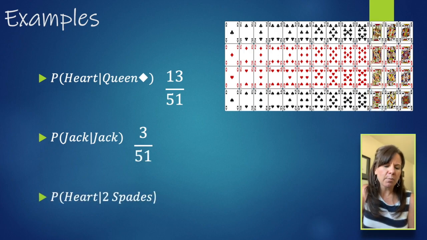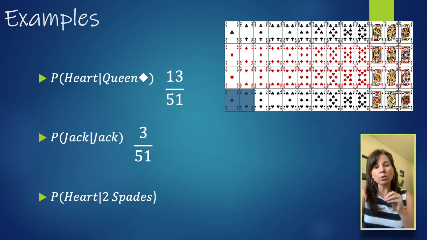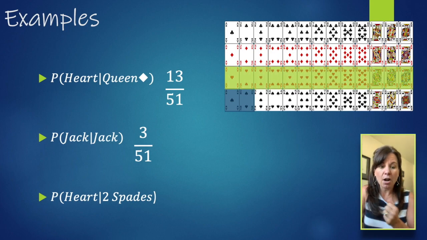How about the probability of drawing a heart, given that 2 spades have already been drawn? So if we've already taken out 2 spades, there are 50 cards left, and there are 13 hearts, so we have 13 out of 50.